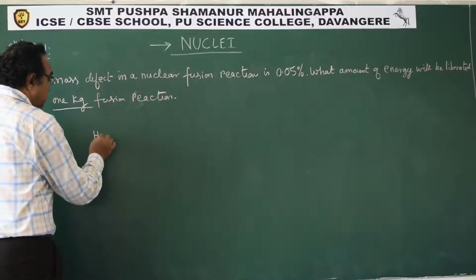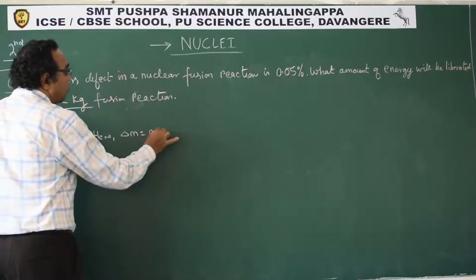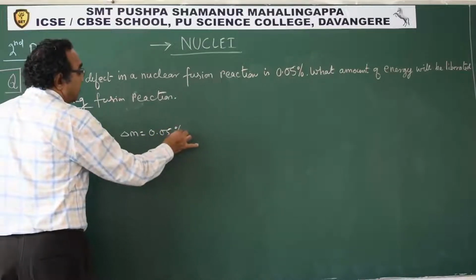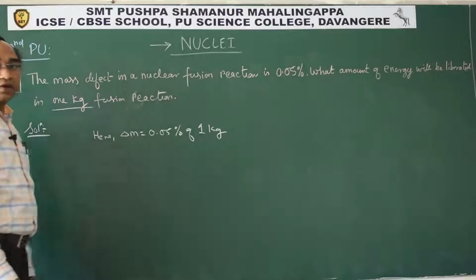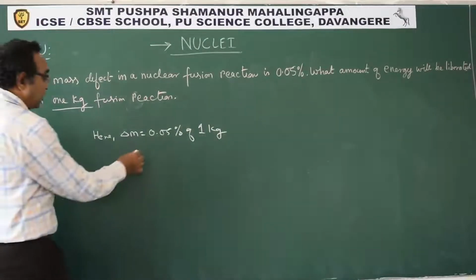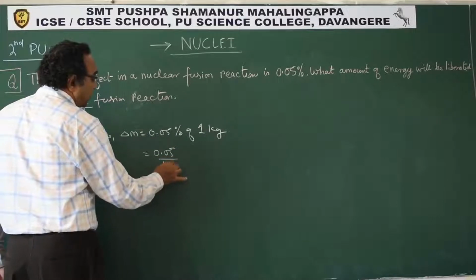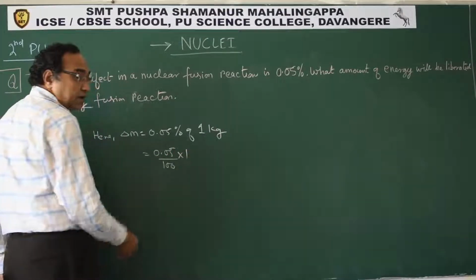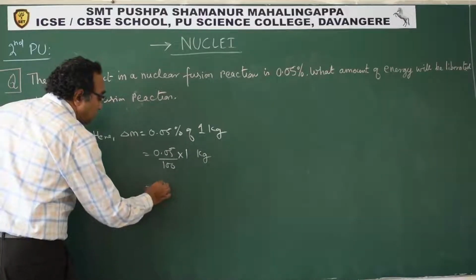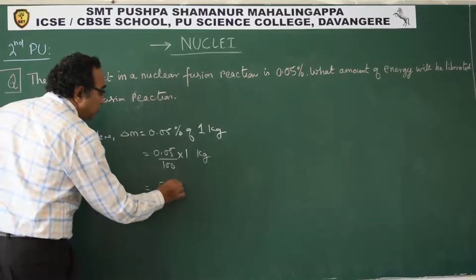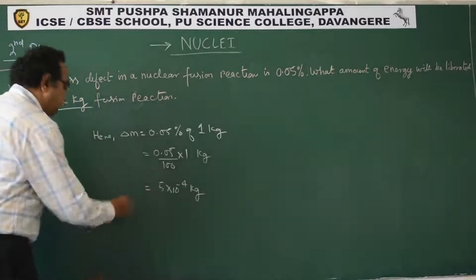So here delta M is given as 0.05% of 1 kg. This is what we have. So that is 0.05 by 100 into 1, that will be in kg. So that is nothing but 5 into 10 raised to minus 4 kg. This is delta M.